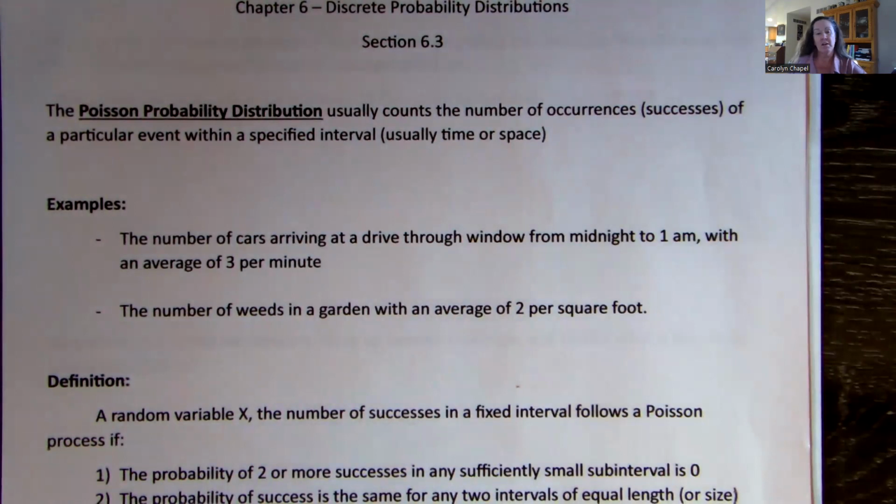The two examples that I'll touch on are, say you're at a drive-in window at a fast food joint, and between midnight and 1, we have an average number of cars or visitors of 3 per minute. And we'll talk about how that works. The other one is the number of weeds in your garden, an average of 2 per square foot. As we go through the definition, I'll talk to you about why those are Poisson situations.